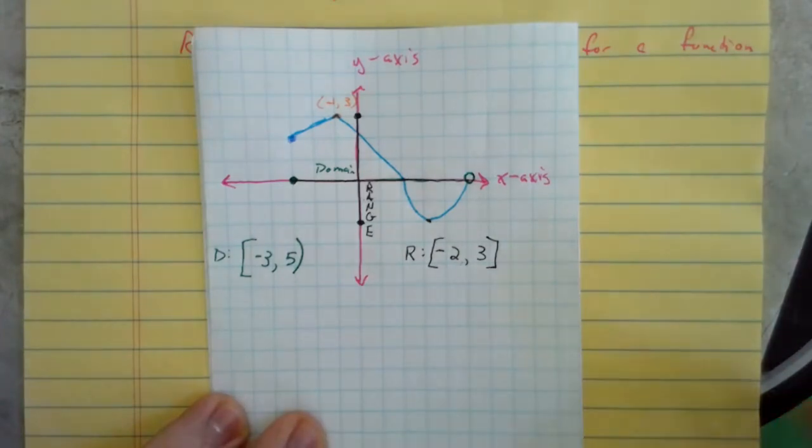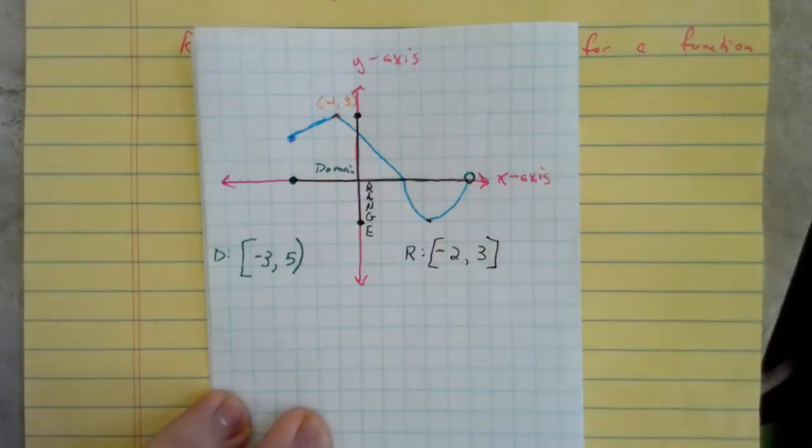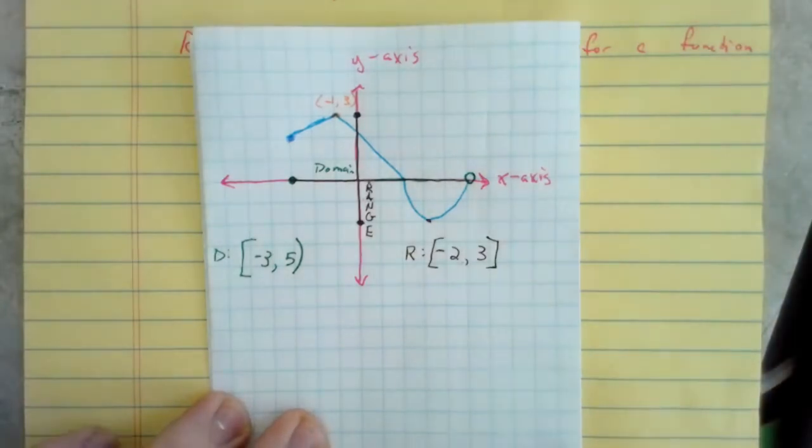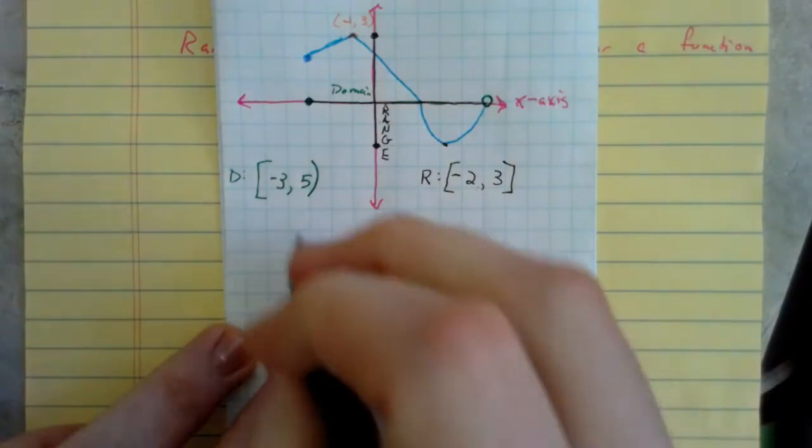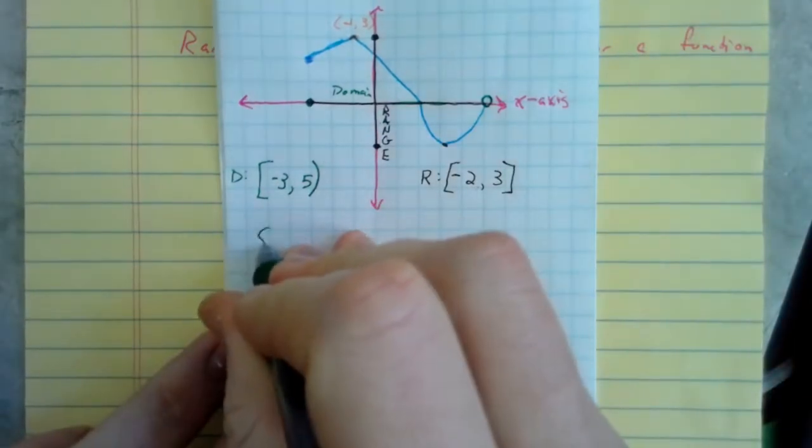Okay. Now there is another notation that we use. Okay. The other notation is what's called set notation. Right. Now with set notation, we're going to use one of these squiggles to open a set.